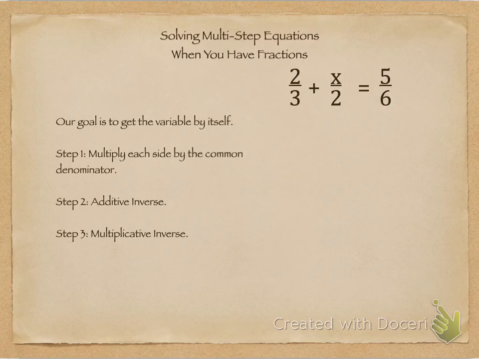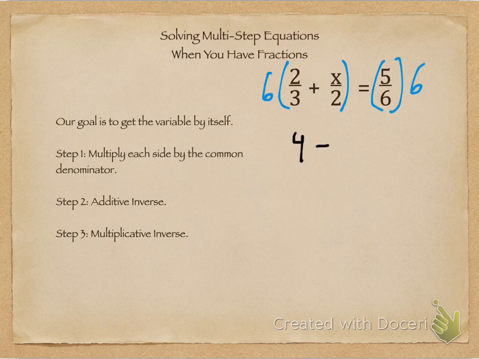Let's try one more. Here, the denominator is not the same in all the terms, but we want to find the common denominator. What number can the numbers 3, 2, and 6 all evenly go into? The answer would be 6. So we're going to multiply both sides by 6. And here you'll already see it simplified.